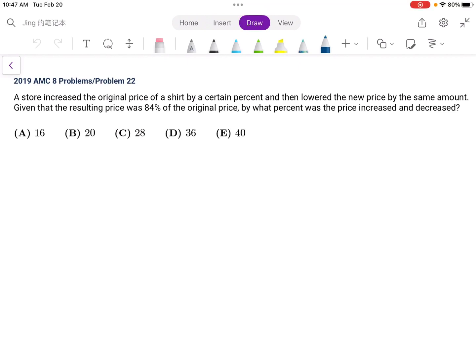Let's assume the store first increased the original price by X%. So after the increase, it will be 1 plus X of the original price, and then it lowered the price by X%. So we multiply 1 subtract X, and that equals 84%.